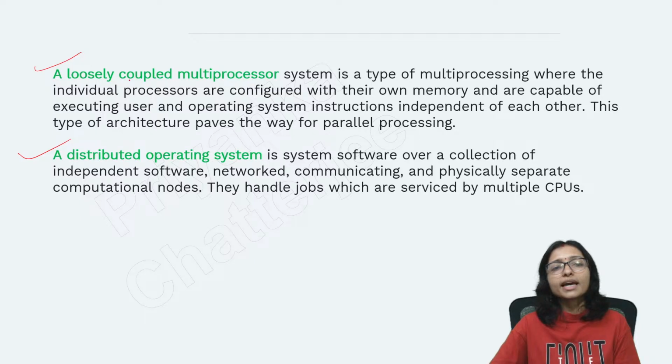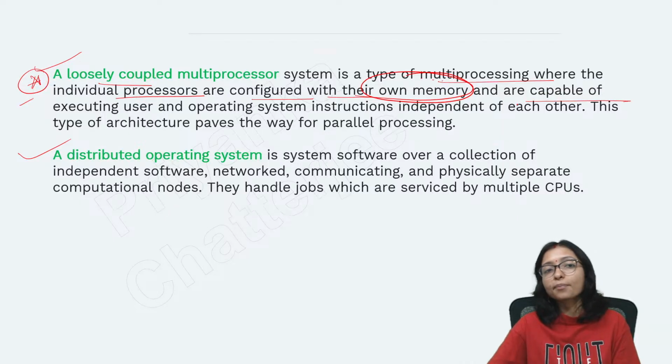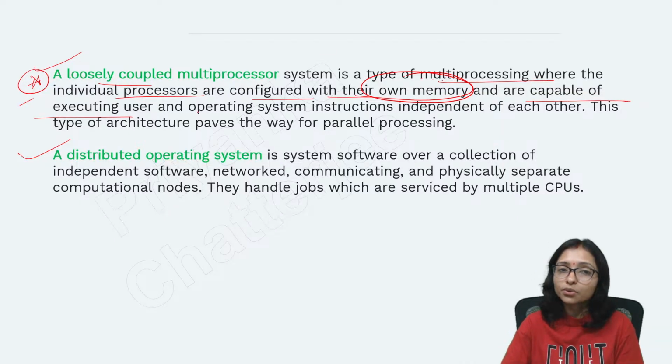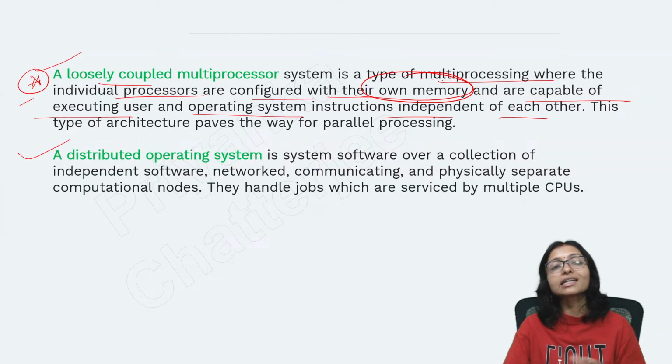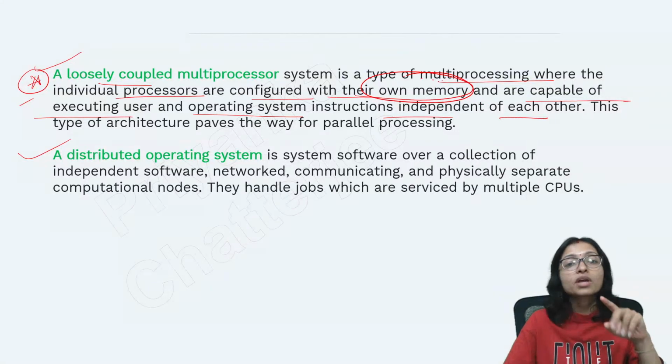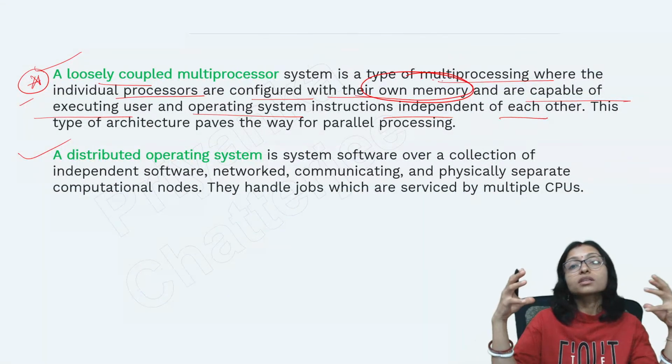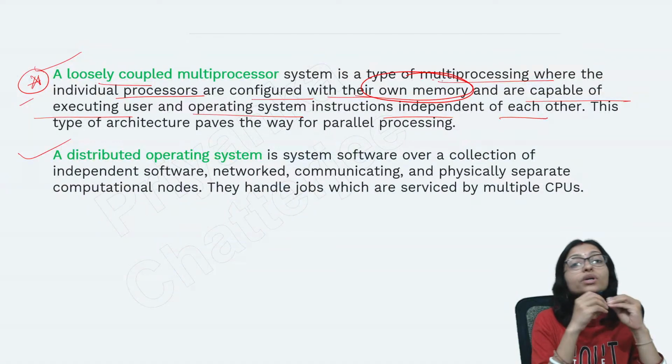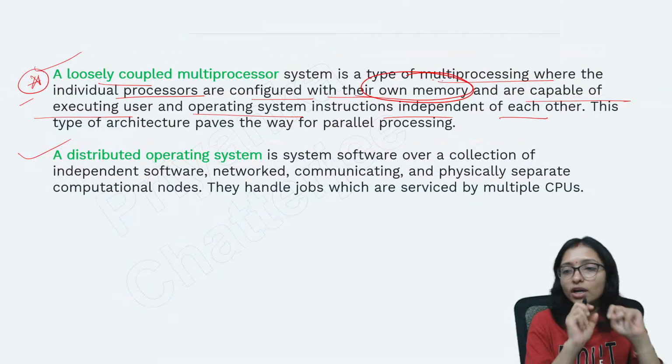Yeah. So loosely coupled and tightly coupled, this is a very, very important concept. A loosely coupled system is a type of multiprocessing where individual processors are configured with their own memory. They have their own memory and are capable of executing operating system instructions independently. That's why it is called loosely coupled. And tightly coupled means when they are sharing memory. They don't have their own memory. Then it is called tightly coupled.